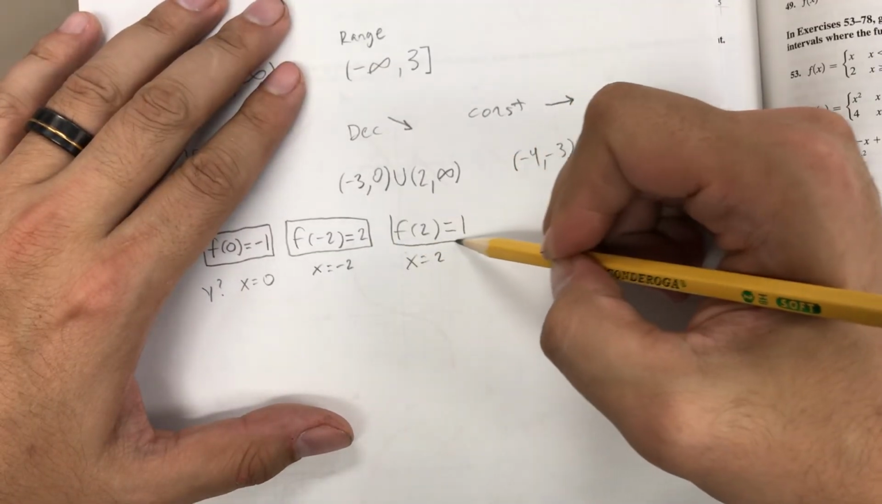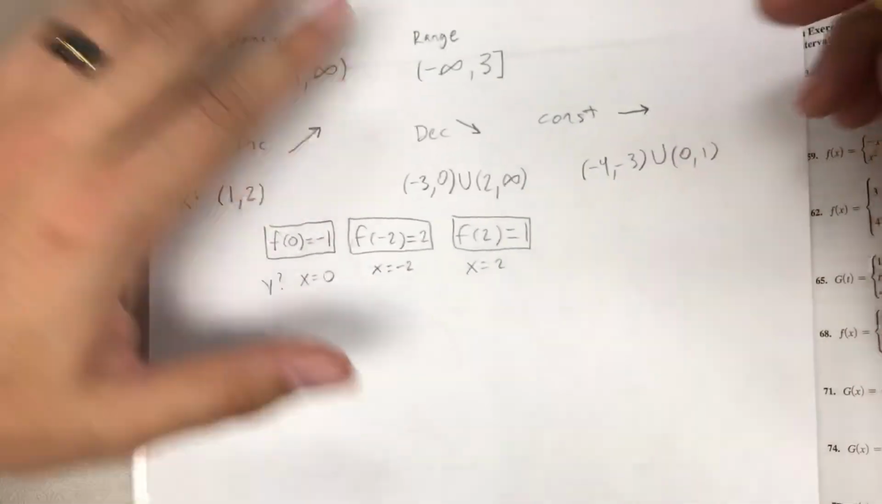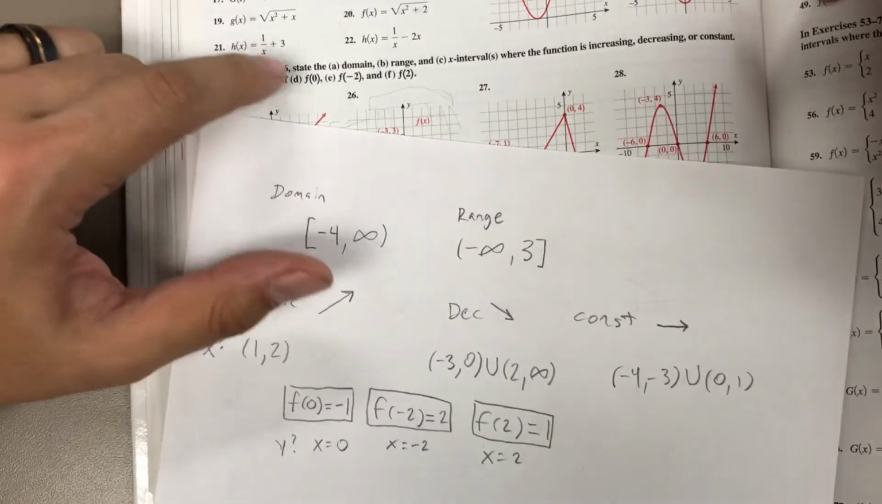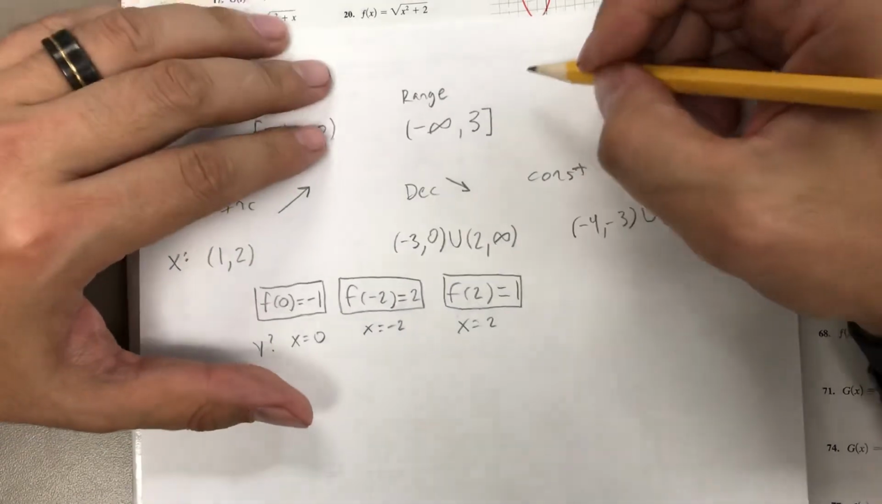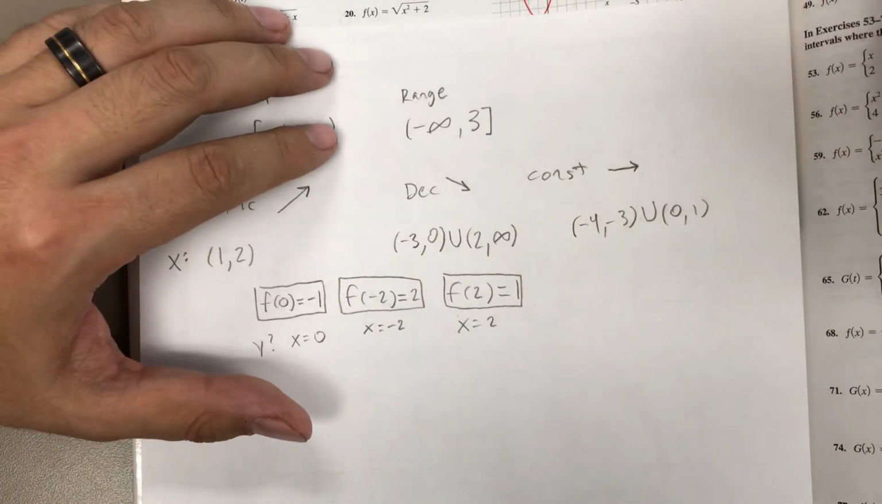So there is the rest of it. That's parts D, E, and F of the problem. And this is number 26. All right, that's it.